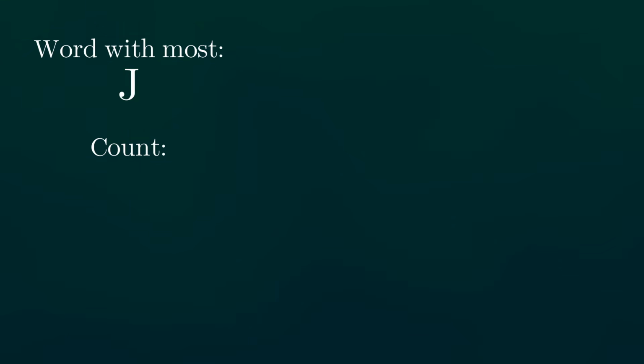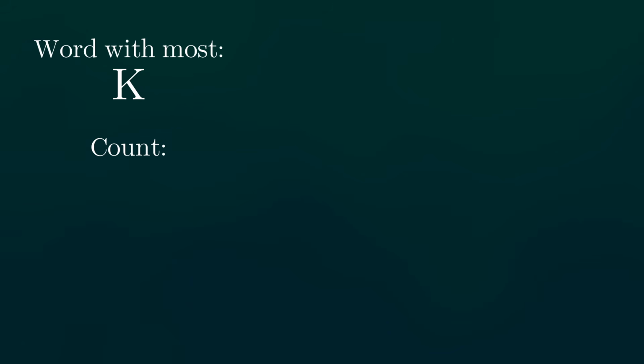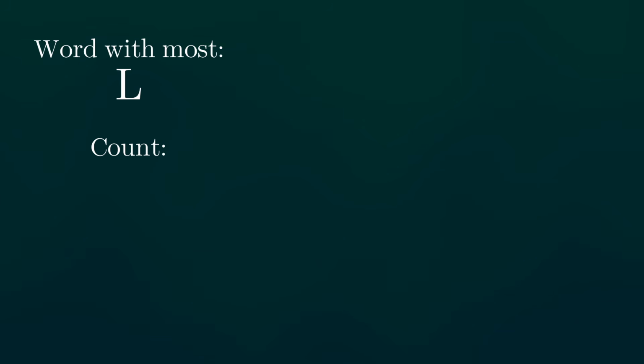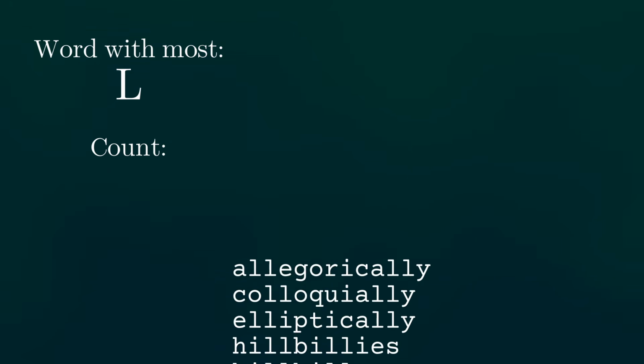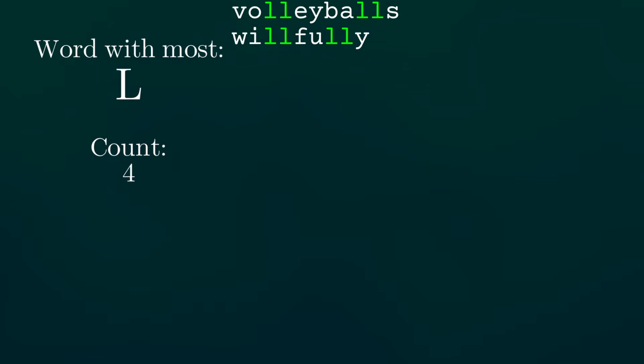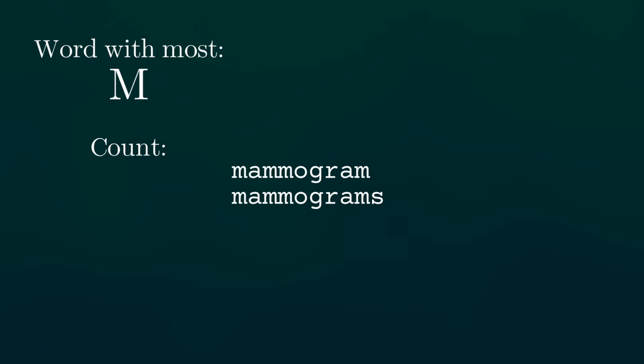The word with the most J's is a 4-way tie between Hajj, Hajjiz, Jejun, and Jiu-Jitsu, with 2 J's each. The word with the most K's is a 2-way tie between knick-knack and knickknacks, with 4 K's each. The word with the most L's is a 16-way tie between the words shown on screen now, with 4 L's each. The word with the most M's is a 2-way tie between mammogram and mammograms, with 4 M's each.